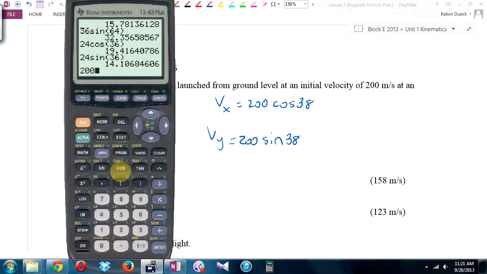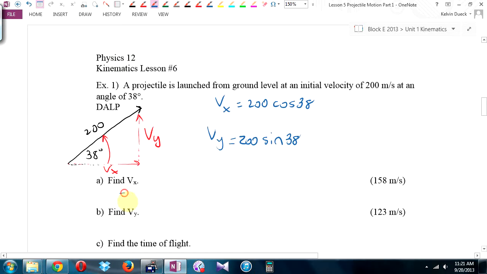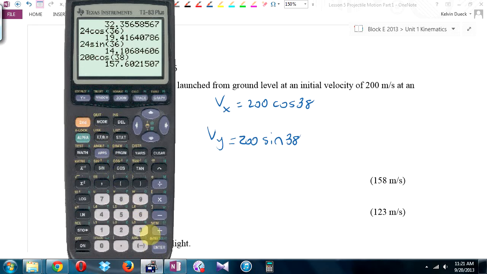And on my calculator, 200 cos 38, 157.6, except I go to 2 or 3 sig figs, so 158. And Vy, 123.